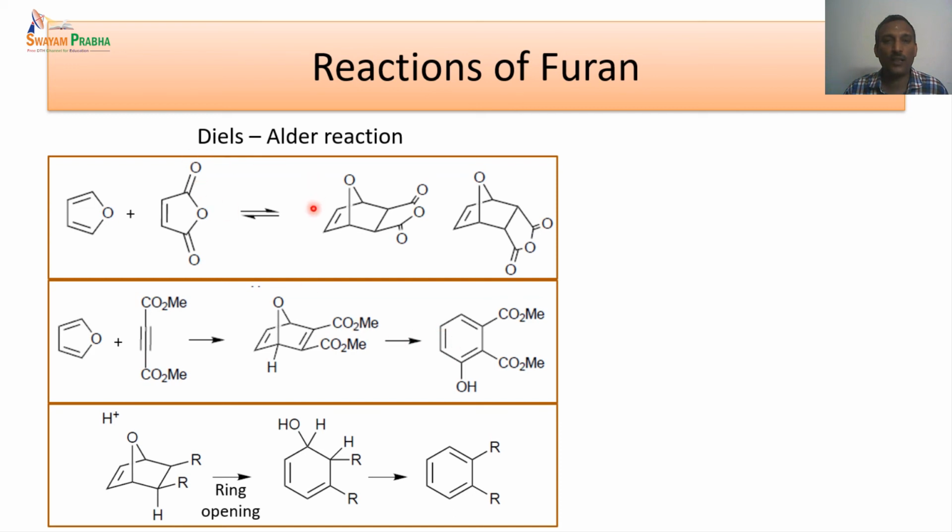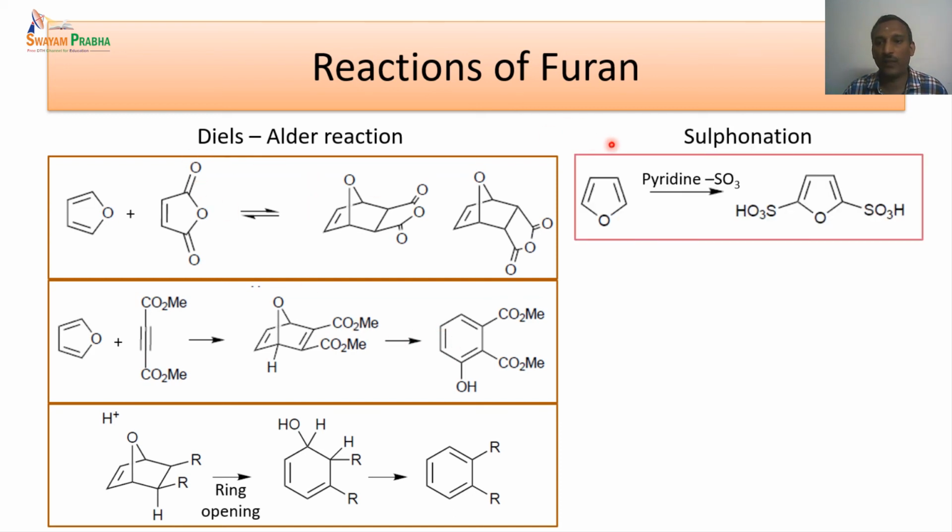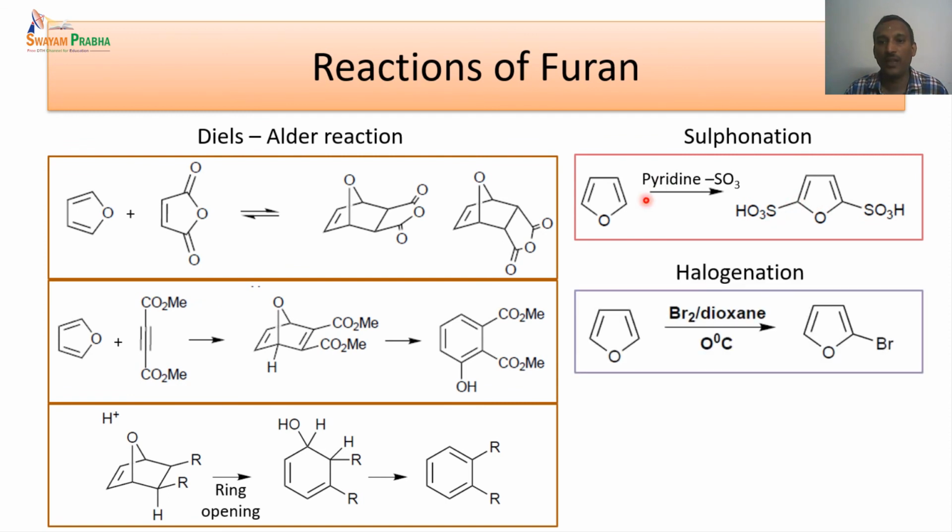And we have earlier seen sulfonation of furan using pyridine and sulfur trioxide gives the di-substituted derivative. So this is a very mild condition which gives sulfonation. And in the case of bromination, we have to be very careful with the conditions, because if the bromination is carried out at room temperature, this actually leads to polybromination. Whereas if we control the reaction by running it at 0 degree centigrade with bromine, the reaction gives selectively the 2-bromo derivative.